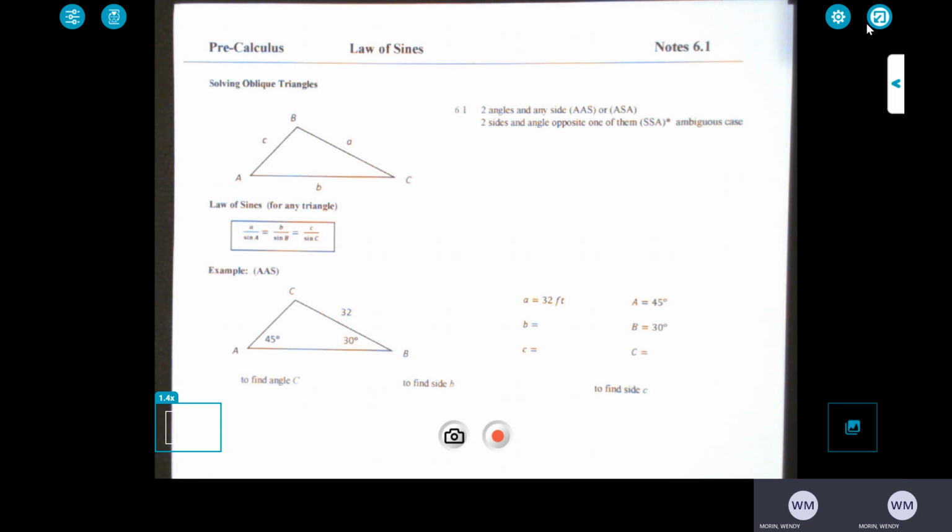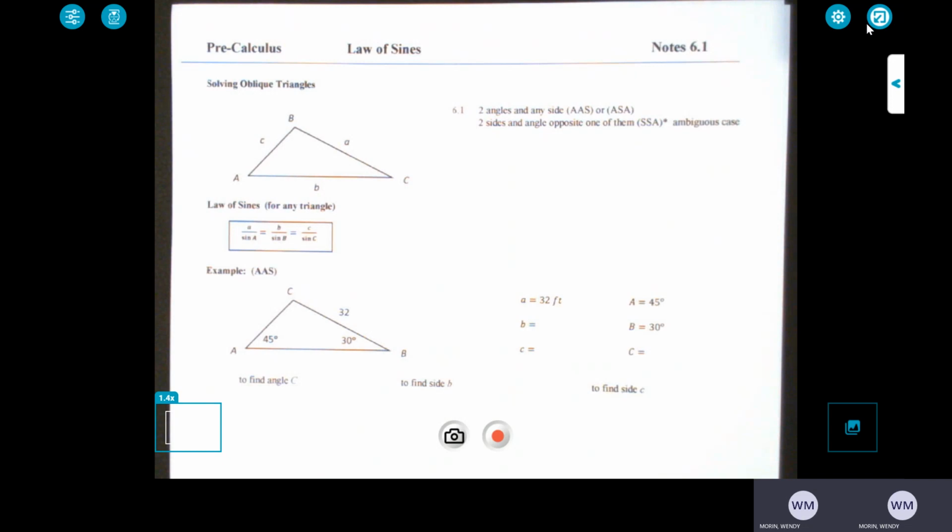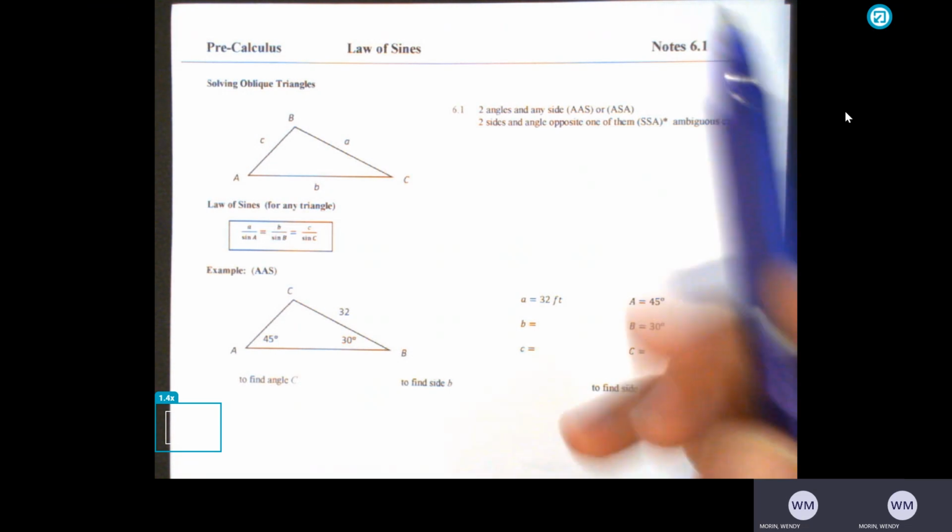Up to this point, we've learned how to solve triangles earlier in the semester using SOHCAHTOA. So we were solving right triangles. But what happens when we have non-right triangles? So that's where we're going to start this lesson.